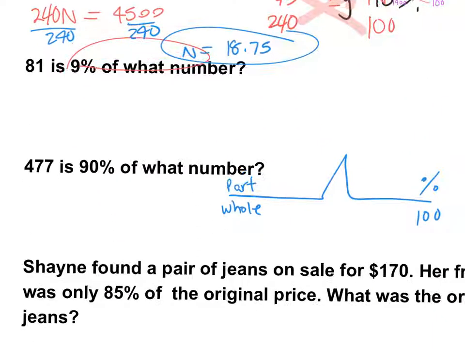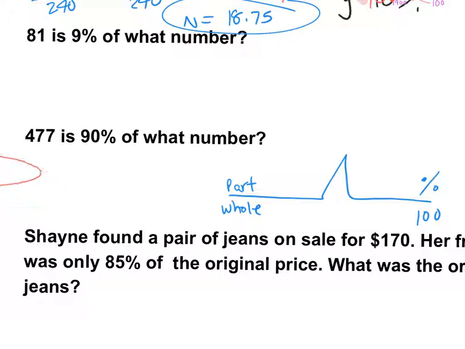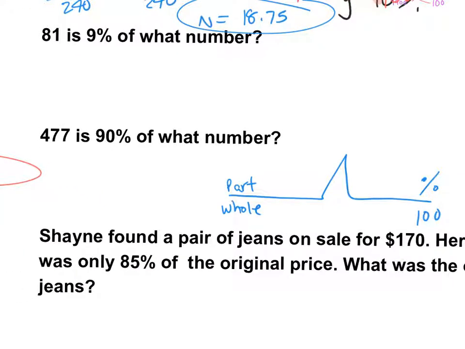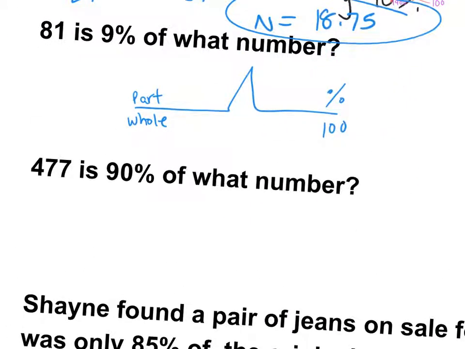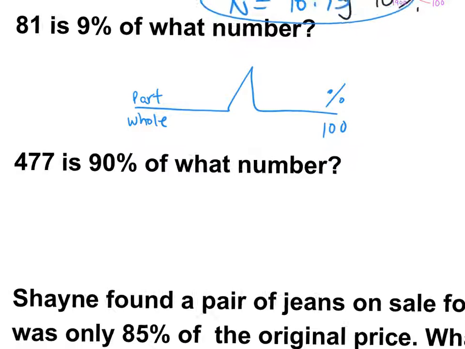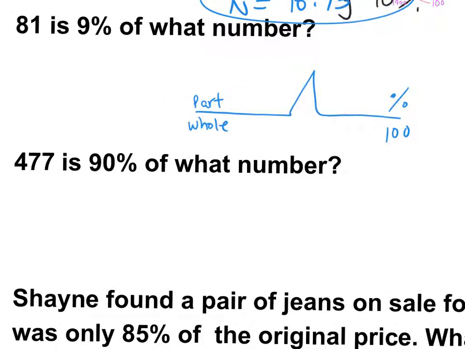All right. 81 is 9% of what number? Well, what is the one thing I can immediately set up with no problem? 81 is the part. Yeah, it's 81 out of the total. I know for sure 9% is 9 per 100.